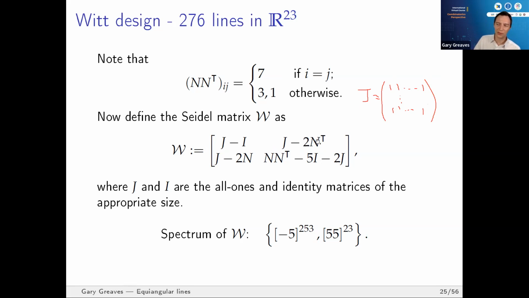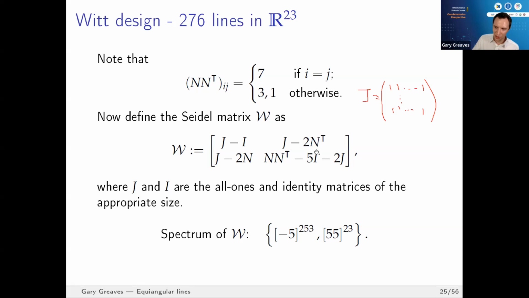If we subtract 2 times N transpose, then since N has just 0s and 1s, if we do a 1 minus 2, we'll get minus 1. 1 minus 0 gives us 1. So this is just plus or minus 1 here. Similarly, plus or minus 1s down here.